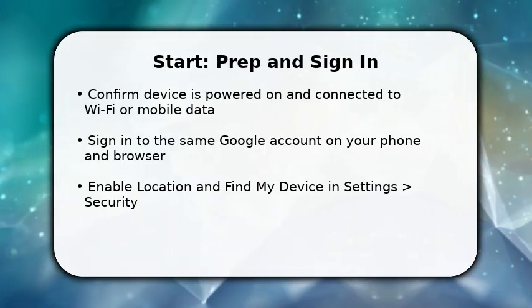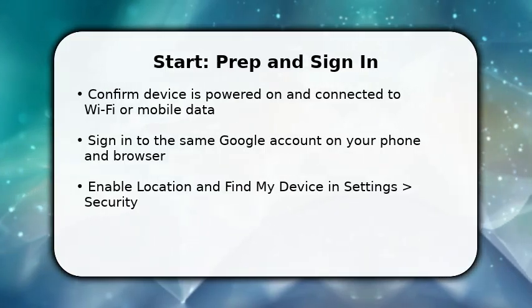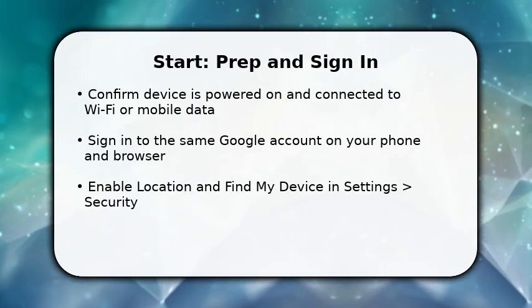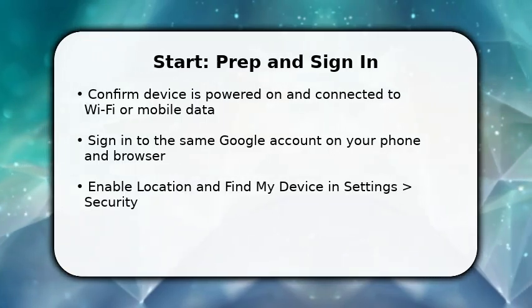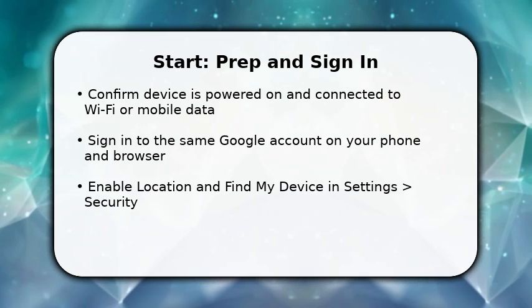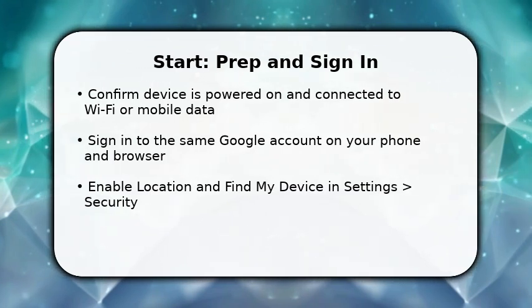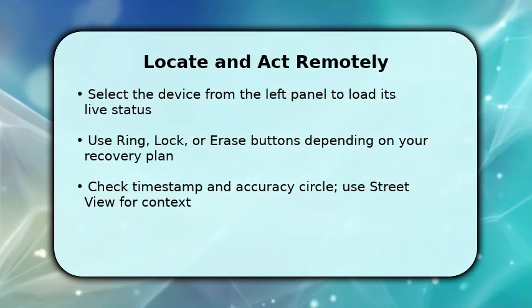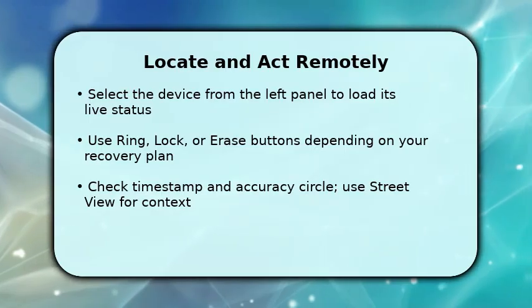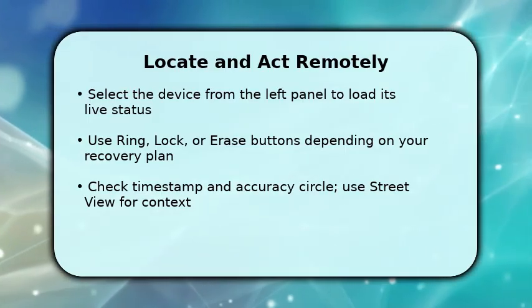Now open Google Chrome and search Find My Device, or go to the Google Device dashboard. At this point, you should already see your device listed and its last known approximate location. With the device selected, study the status information: battery level, online indicator, and a timestamp.